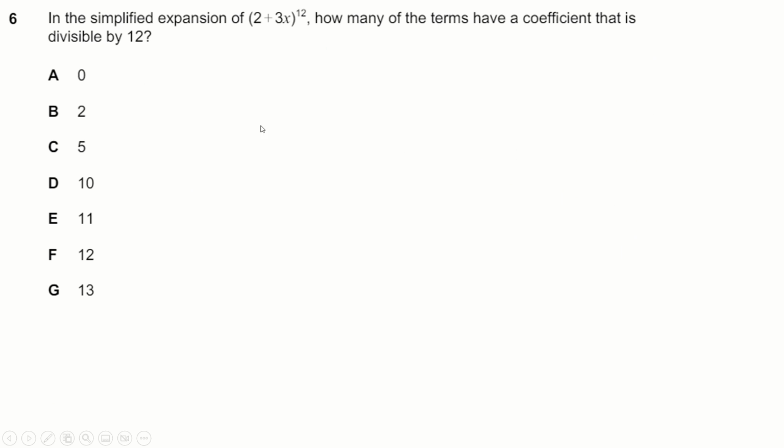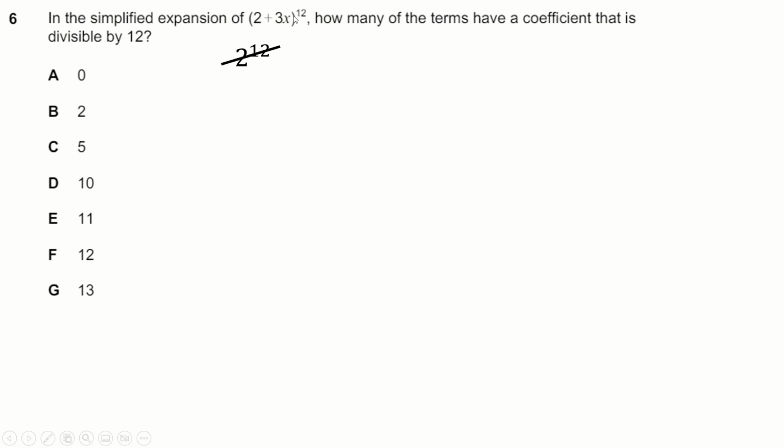And number 6, then, really nice question. I just immediately looked at it and thought that's really nice. 12 is 2 times 2 times 3. So for any number to be divisible by 12, it must have 2 2's and a 3 in it when written in prime factor form. Now, the first term in this expansion is 2 to the power 12, which doesn't have a 3 in it. So obviously that's not divisible by 12.